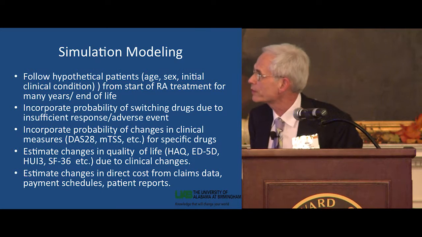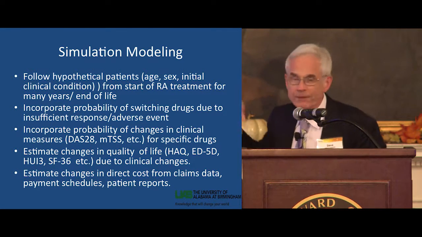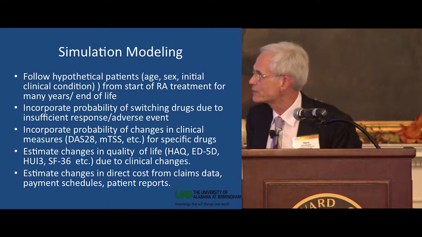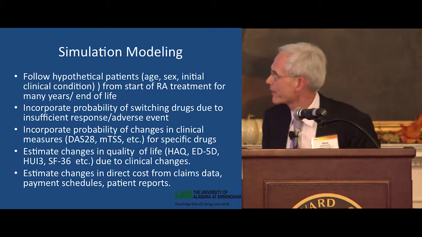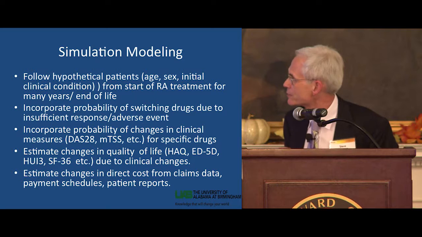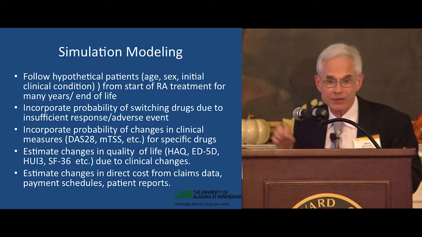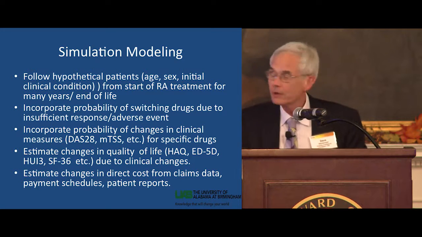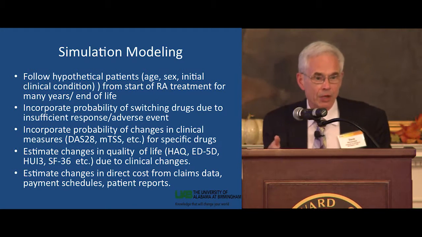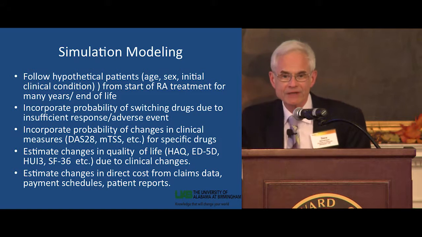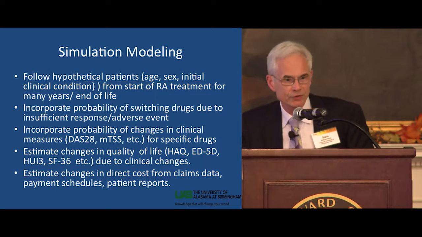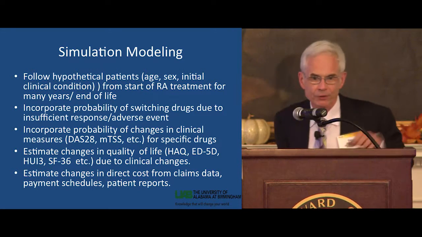You also want to incorporate the probability of what the changes will be. Will they be changes in the DAS-28 score? Will they be changes in various other clinical measures? And you'd like that to be for specific drugs if you have that information. And gradually, as you work through the databases that are coming along, we'll begin to have that information. We had some hints of that in the Northwich study in the slides that we saw earlier today.